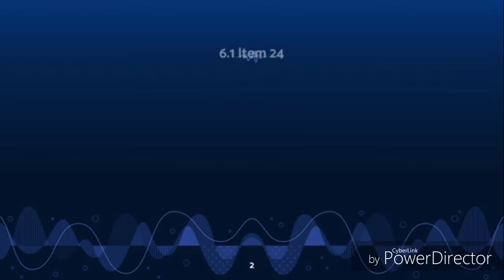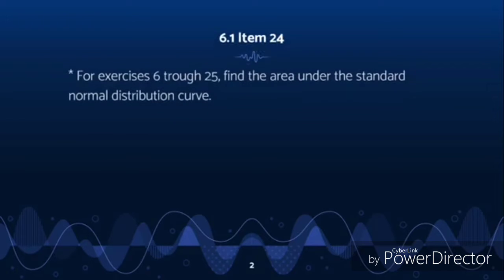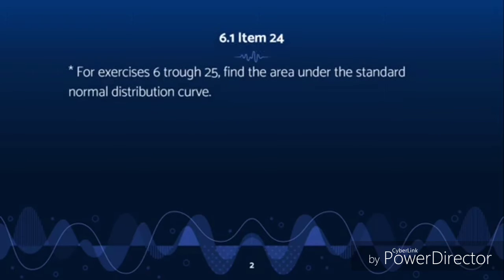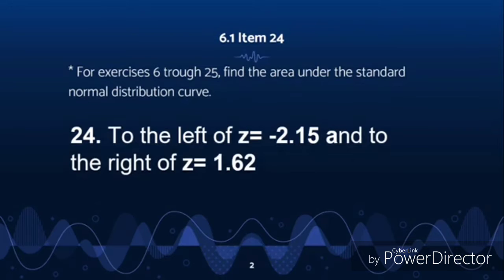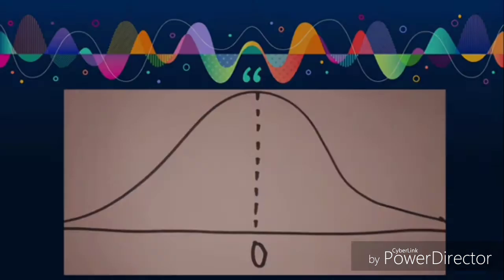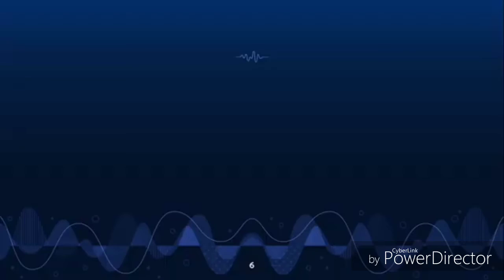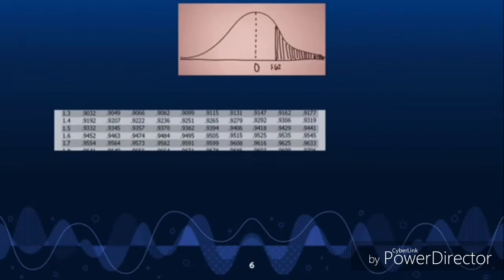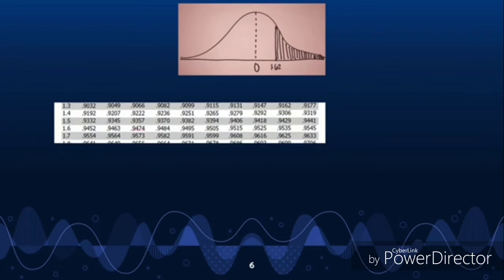In exercises 6.1, the item assigned to me is 24. So, here is the instruction. For exercises 6 through 25, find the area under the standard normal distribution curve. Number 24: To the left of z equal to negative 2.15, and to the right of z equal to 1.62. So, let's plot the given area. Let 0 be our mean. So, here is 1.62.